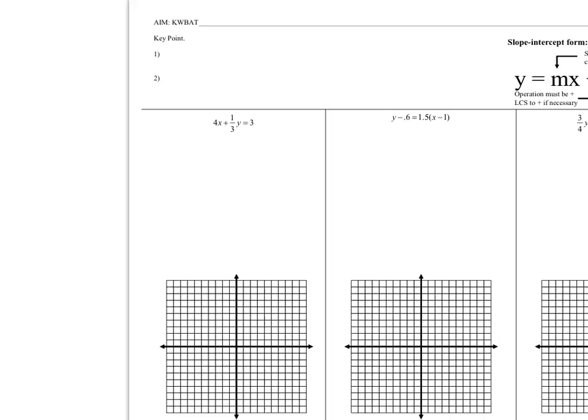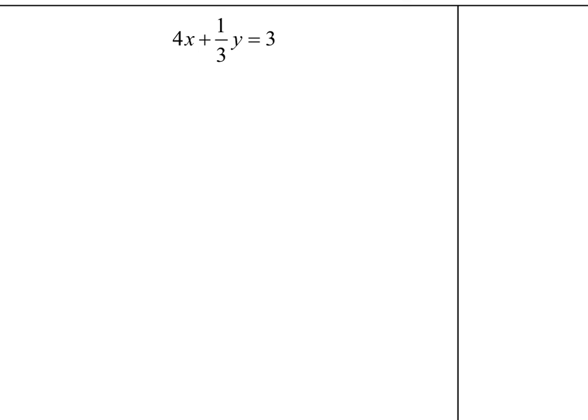So looking at the first problem here, we've got 4x plus 1/3 y is equal to 3. We said that we want to solve and graph all of these equations by changing them into slope-intercept form. So obviously that's the first thing that we need to do. What is the first thing in terms of putting it in slope-intercept form that we need to do for this problem, Noemi?